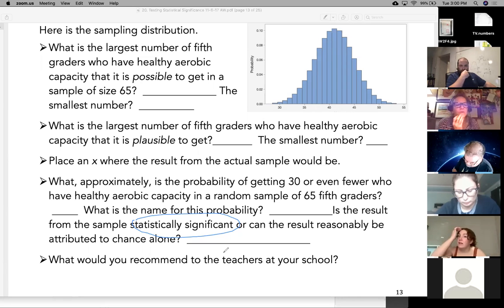What is the name for this probability? It's the p-value. Yeah, we're always calculating the p-value. All right. Is this result from the sample statistically significant, or can the result reasonably be attributed to chance alone? It is statistically significant. It is not a result that can be reasonably attributed to chance alone.